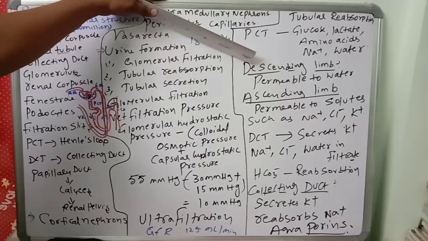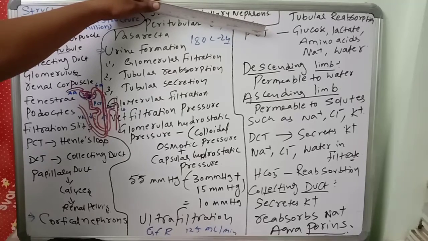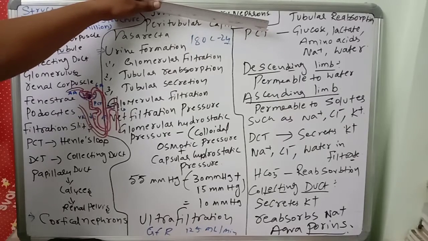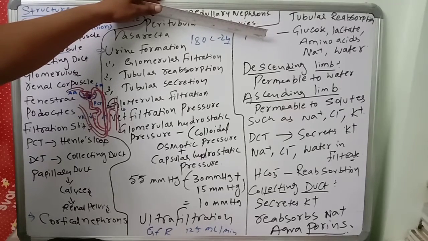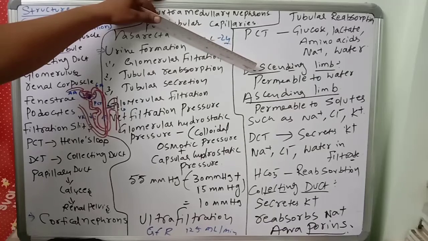Now we come to tubular reabsorption. In the proximal convoluted tubule, glucose, lactate, amino acids, sodium, and water in the filtrate are reabsorbed in the PCT. Sodium is reabsorbed by active transport through the sodium-potassium pump. Small amounts of urea and uric acid are also reabsorbed in the PCT. The descending limb of Henle's loop is permeable to water.